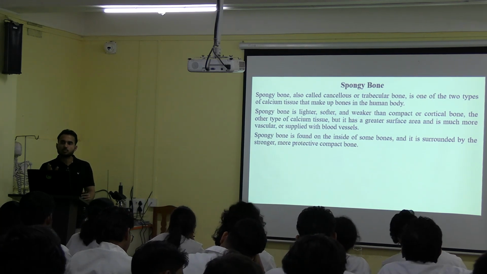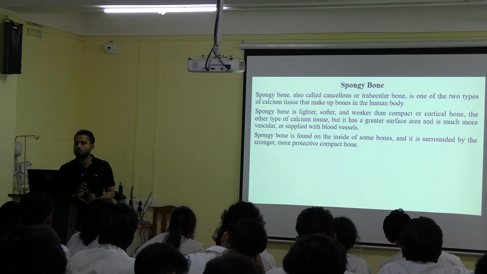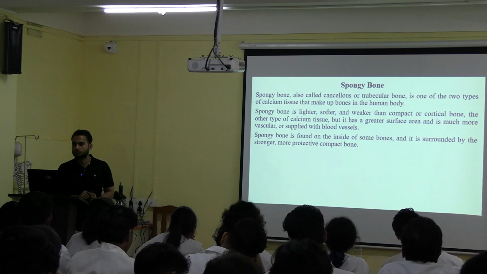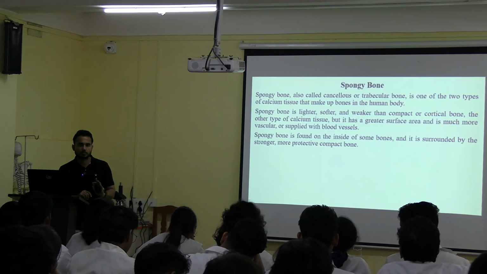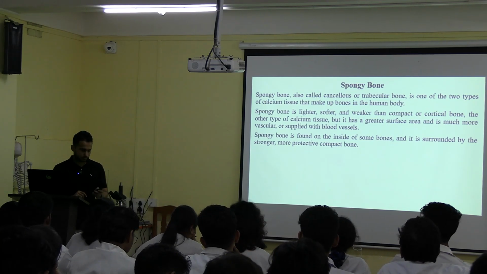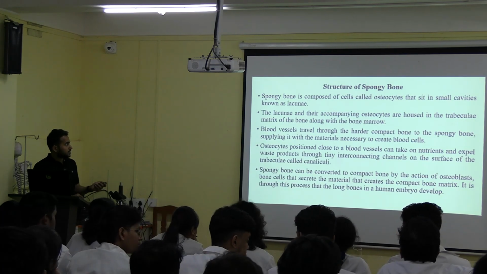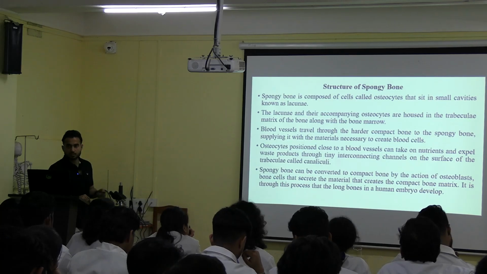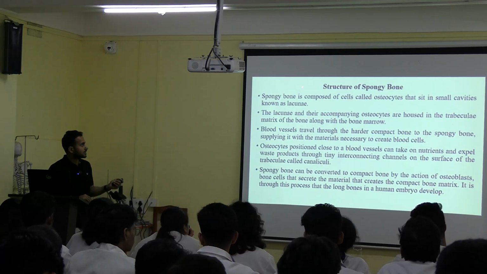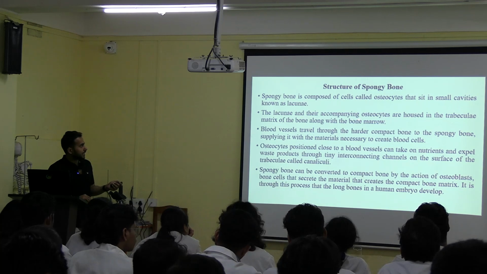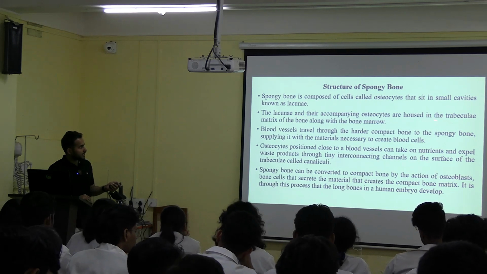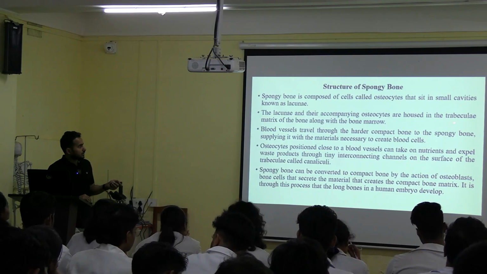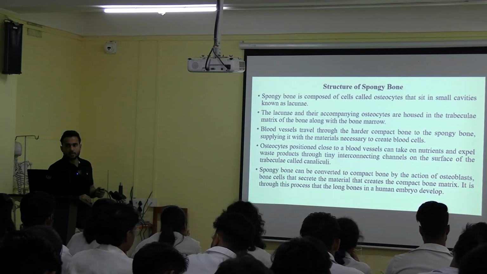Mostly, around the bone marrow cavity, the bone which is present is nothing but the spongy bone. I hope you know what the marrow cavity is, where the bone marrow is situated. If you see the structure of spongy bone, it is composed of cells, osteocytes, and small cavities called lacunae. The lacunae accompanying the osteocytes are housed in the trabeculae of the matrix. That's why these are also called trabecular bone.